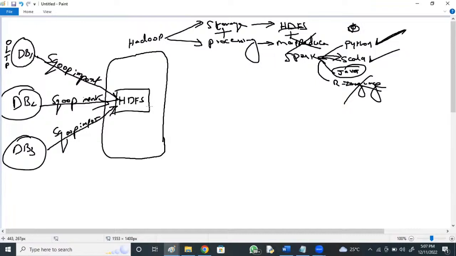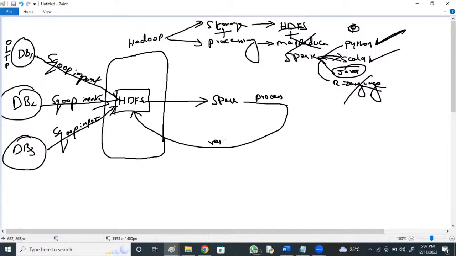From HDFS you have many processing components. Previously MapReduce, Pig, Hive were used. Now, from this HDFS, Spark is going to read the file and process it. And after processing, it can store the result again into HDFS. Again, from HDFS you can move that result back to the databases, to the websites.